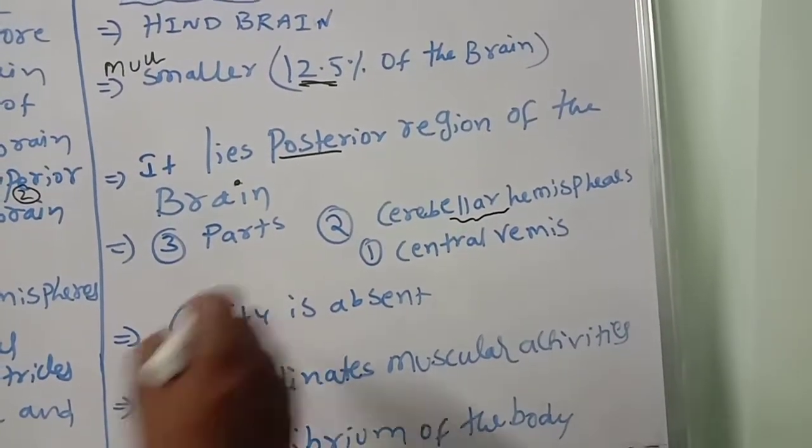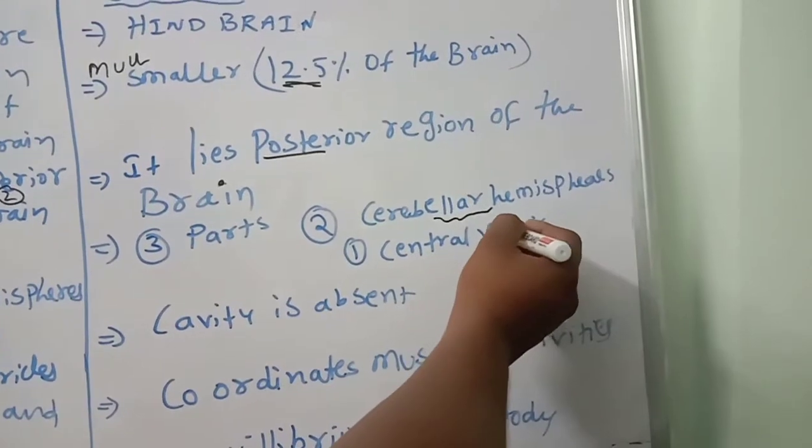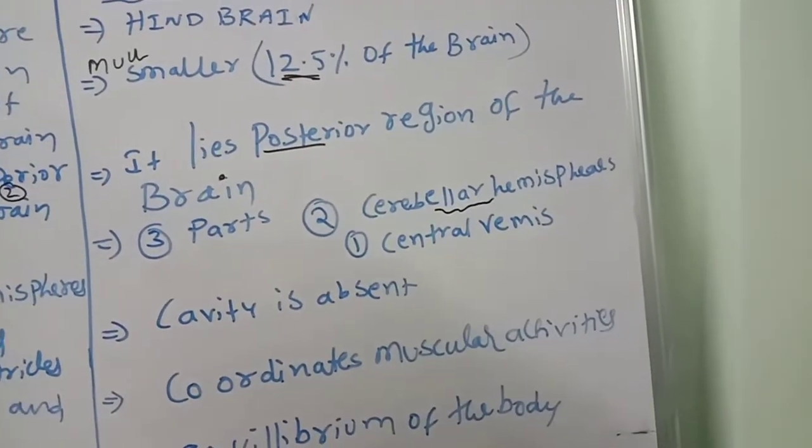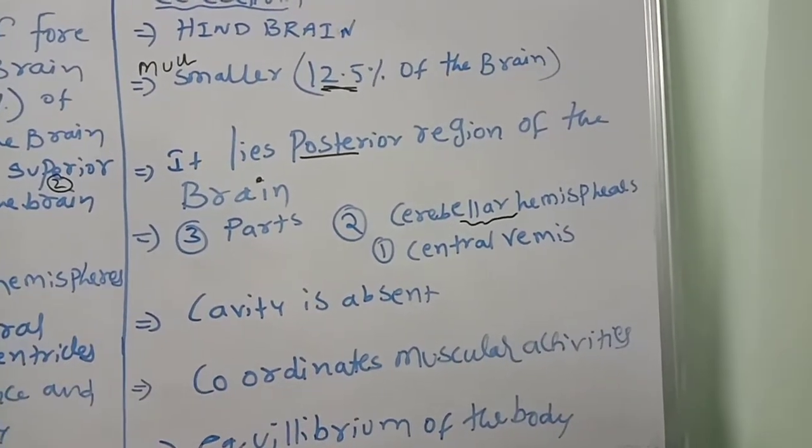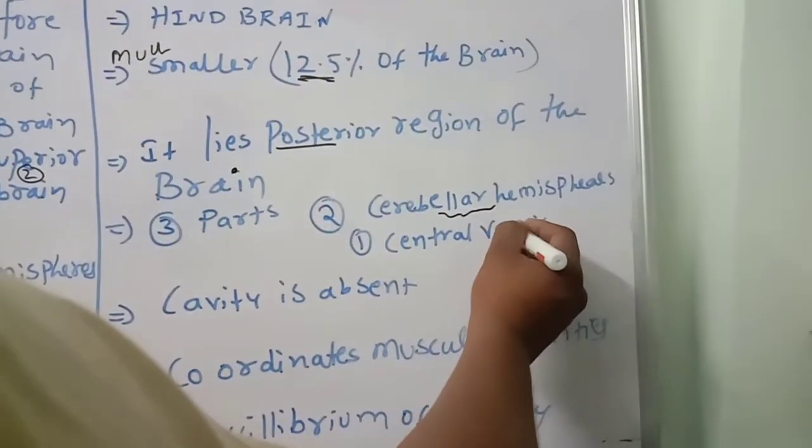Hemispheres are there. Next, the central vermis is also present. What is called the central vermis is present. That is also one of the important parts, the central vermis.